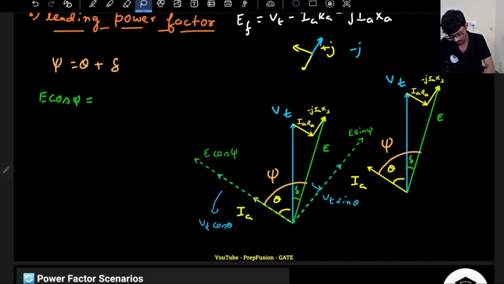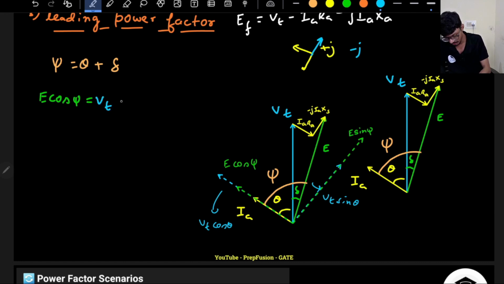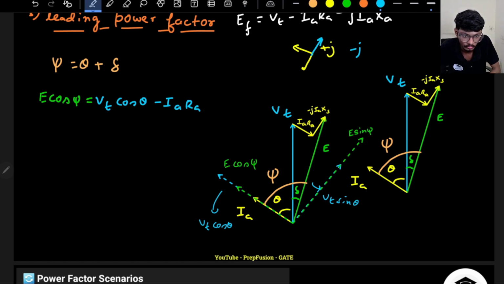Don't be under the delusion that this length is higher than this, it is just visual. Actually E cos xi will be much lower depending on the angle xi. If xi is higher, obviously the component will be lower, correct? So it will be Vt cos theta minus IRA, and this will be the value of E cos xi.